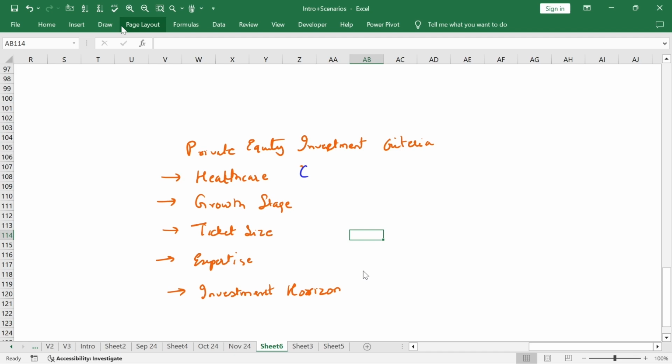Financial buyers put their money into your business with an intention of purely generating some returns out of it. Okay, that's your financial buyer.